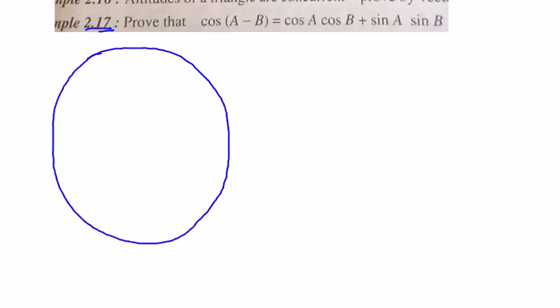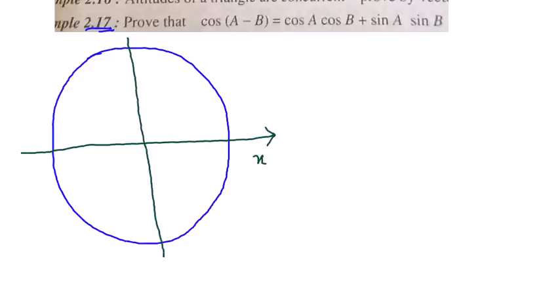The sum is to prove that cos of (a minus b) is cos a cos b plus sin a sin b using the vector method. First, we are going to draw a circle. In the circle, let's put the x-axis and the y-axis. This is x and this is y, and the center point is O.